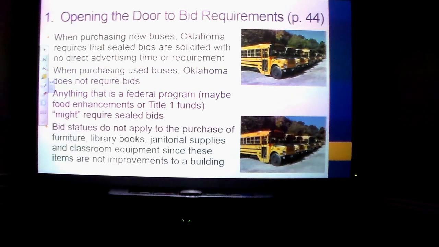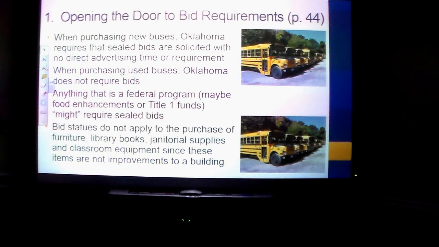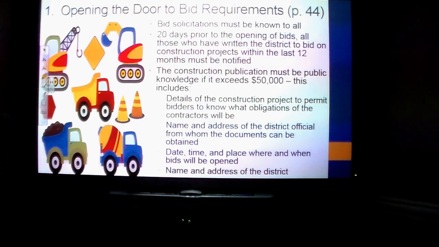So when purchasing new buses, Oklahoma requires that sealed bids are solicited with no direct advertising time or requirement. Used buses don't require bids. Anything that is a federal program, anything related to Title I or food enhancements, things like that, will require sealed bids. But it doesn't apply to library books, classroom equipment, or furniture, even though those are improvements of a building, they're not capital improvements to a building.